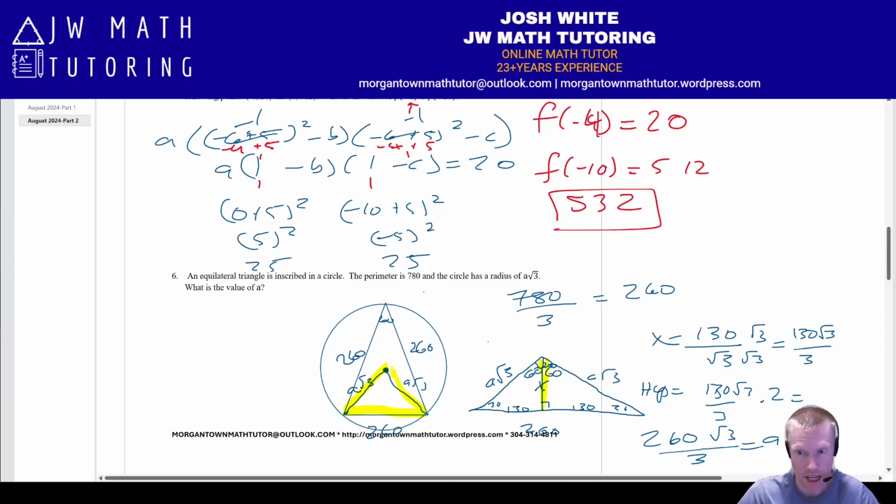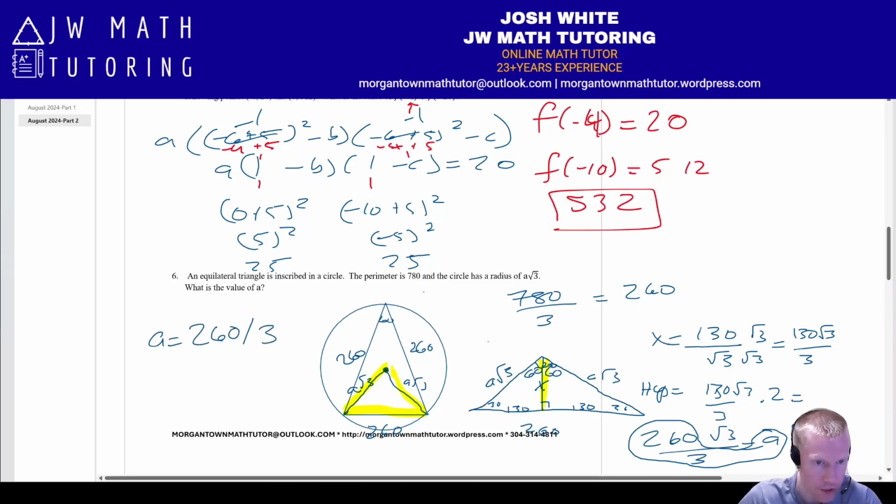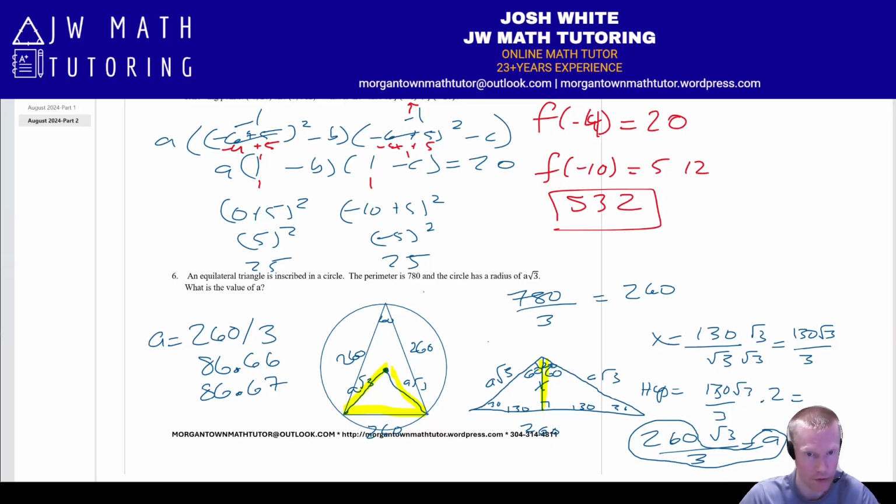Okay, so that means that a technically is equal to this right here. So you can input 260 over 3. You could also input 86.66 if you wrote the decimal form and truncated it, or you could put 86.67. So the a value for this circle, which is part of the radius measurement, is either one of these three acceptable values: fraction, truncated decimal, rounded decimal.